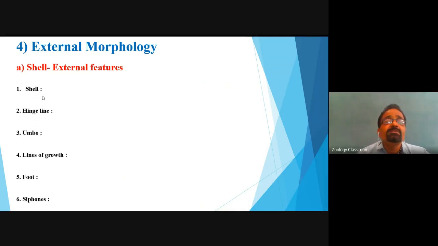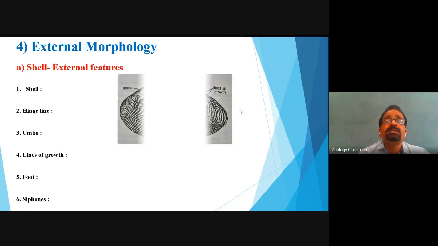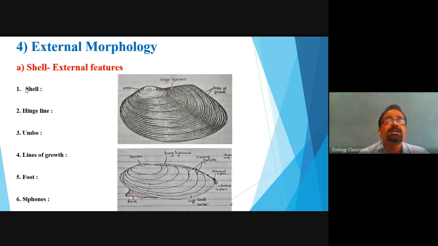Morphological features. Now, first of all, we will discuss the shell, its external features, how it appears. And these are the different points: shell, hinge line, what is meant by umbo, lines of growth, foot, and siphons, that we are going to study in detail, but we are just going to highlight them. The shell, as I have already mentioned, has two equal valves. This is the diagram from the book, and this is the diagram which I have sketched for it. So this shell is there, hinge line.